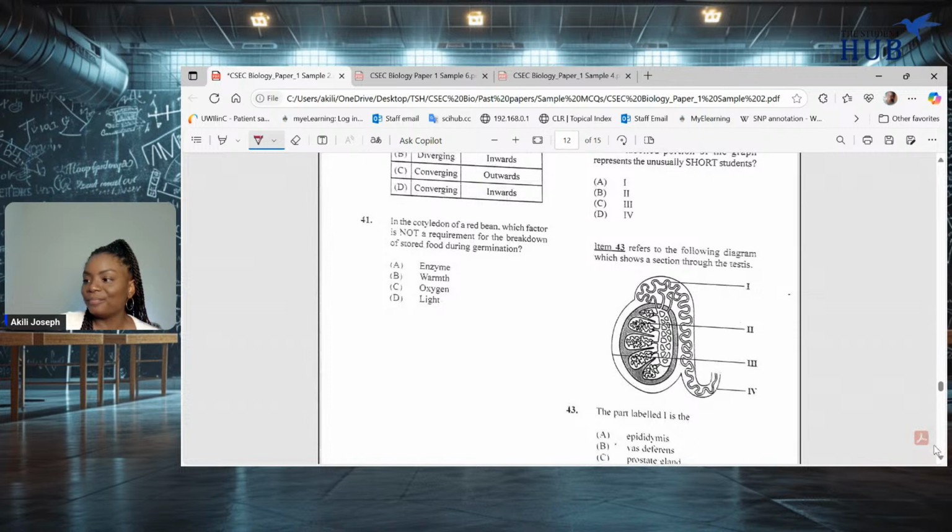Item 41, so definitely review that one because they like to, the settings for accommodation, you have to be good with that, right? So in the cotyledon of a red bean, which factor is not a requirement of the breakdown of stored food during germination?